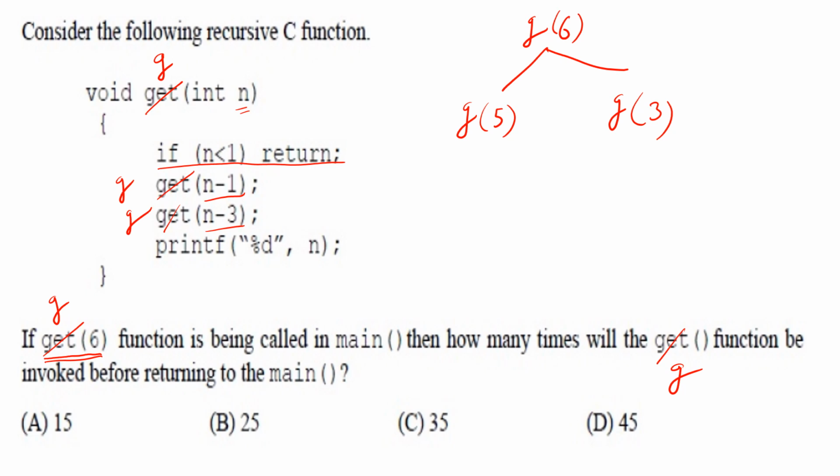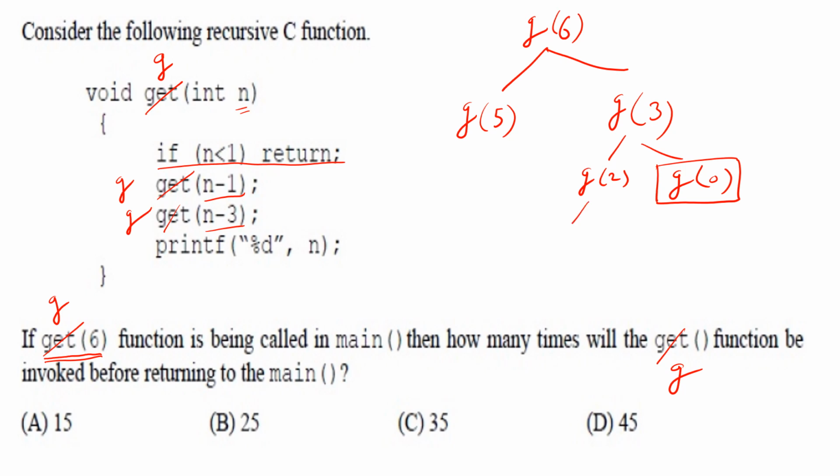When n is 3, again 3 less than 1 is false, so we call g of 2 and g of 0. 3 minus 1, 2; 3 minus 3, 0. Now let us solve for g of 0. 0 less than 1 is true, so we simply return. There are no more recursive calls in this case, so that would be a leaf node in that tree.